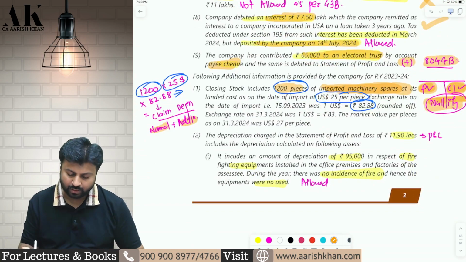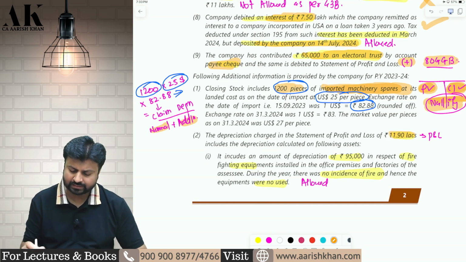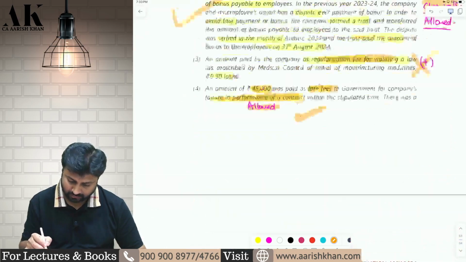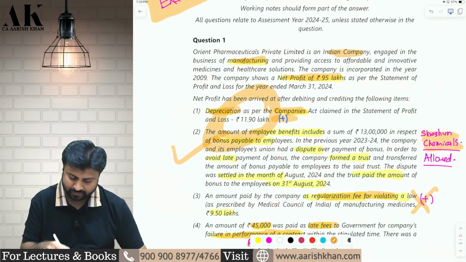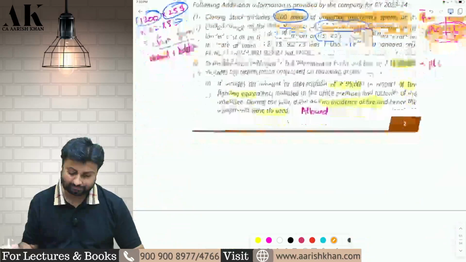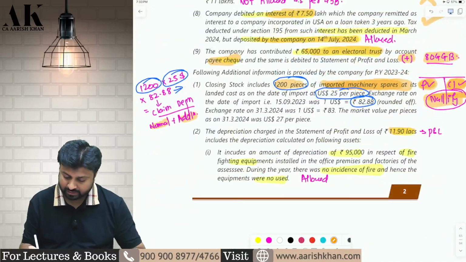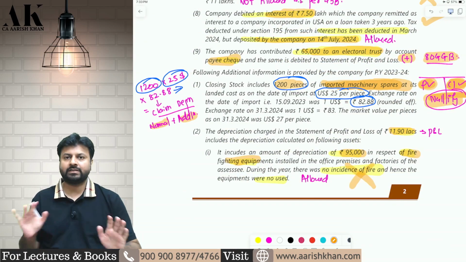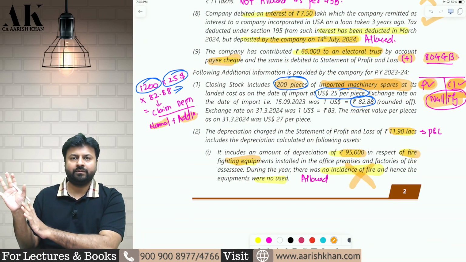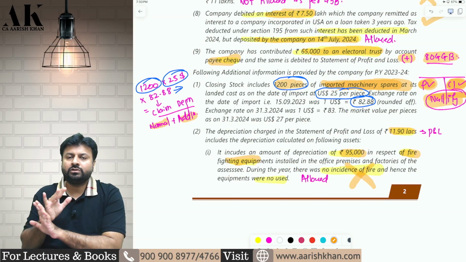Next one, you have debited some depreciation in the P&L account, 11.9 lakhs, which is already covered over here. 11.9 lakhs depreciation which you have debited. They are giving the breakup of that. This includes some depreciation of 95,000 on firefighting equipments. No incidents of fire has taken place. So there is a firefighting equipment which is placed in my company. No fire has taken place.